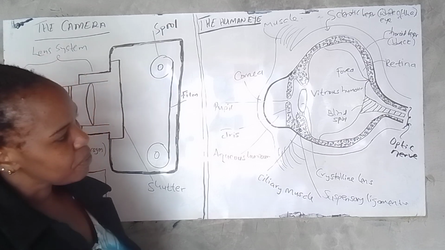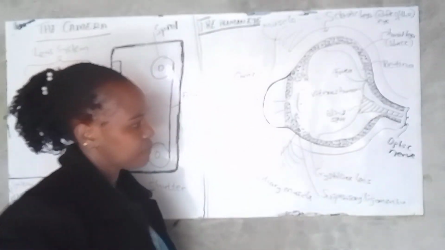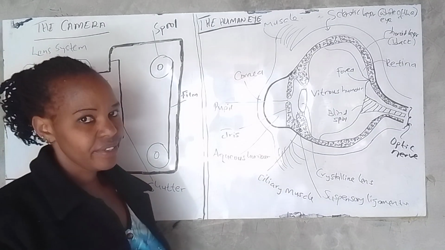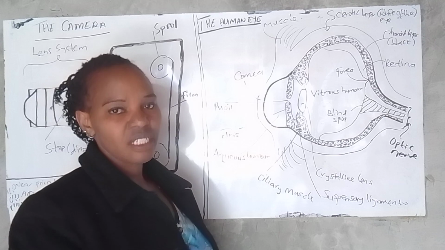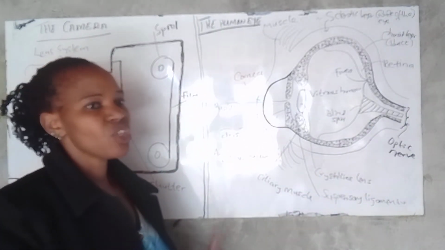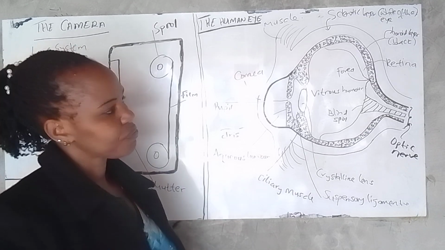Okay. The other important point is what we call the blind spot. The blind spot is not sensitive to light. The cells there are not sensitive to light. So any image that falls on the blind spot will not be interpreted by the brain. It will not be visible.